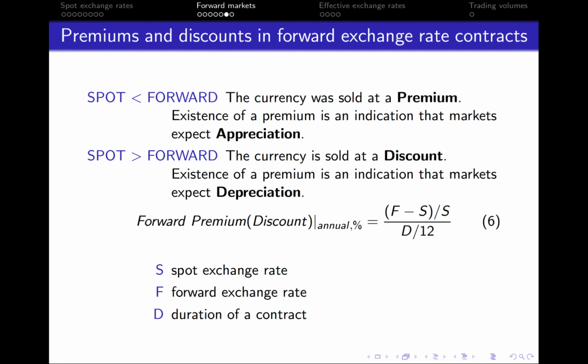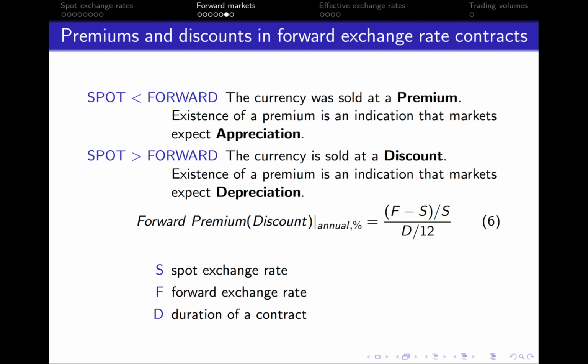Okay, so now let's go to what are premiums and discounts. Look, if we have a situation that the spot exchange rate is lower than the forward exchange rate, we say that the currency is sold at a premium. And we're going to get back to this notion a little bit later in detail, but the existence of a premium is an indication that markets expect appreciation. This is why the forward is higher than the spot exchange rate.